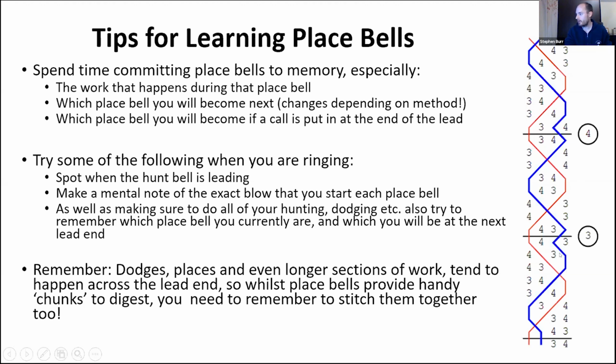So whilst these place spell chunks are handy to help you digest the method, you need to remember that they have to be stitched together as well, and that during the method, this is still going to be happening all in one coherent line. So, you want to learn second's place spell, but you need to remember that at the end of second's place spell, you're actually dodging back to become fourth place spell. You're not just learning this plain hunt and then forgetting that you have to stick it onto the next bit.